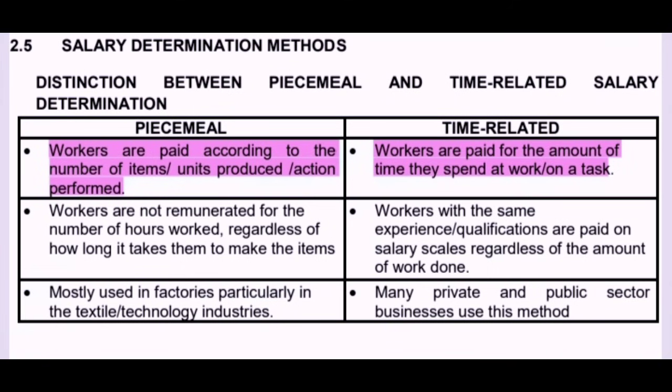The distinction between piecemeal and time related salary determination is that when we go to piecemeal, kindly look at your screen. Workers are paid according to the number of items or units produced, or actions performed, which is the employees. They are paid according to what? The items that they made.